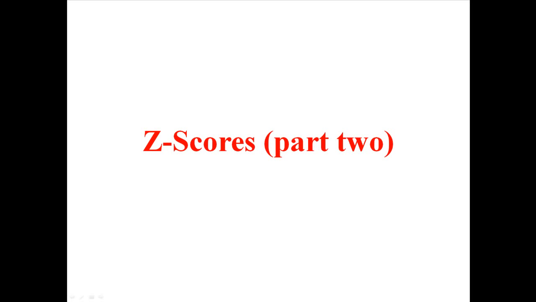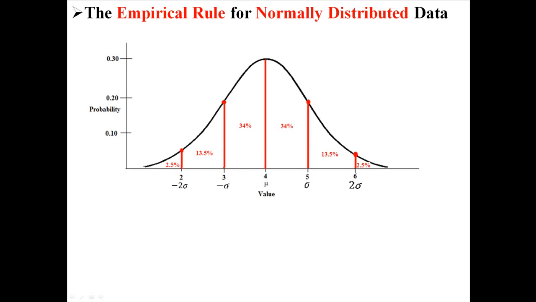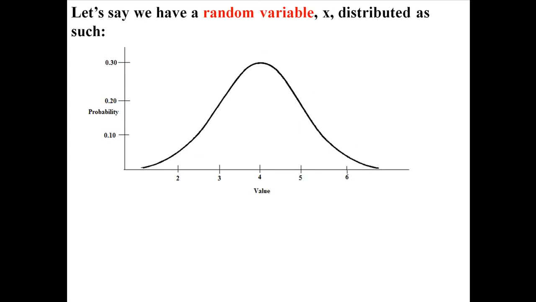This is the second lecture in a two-part series on z-scores. Now, in the past, I've talked about the empirical rule for normally distributed data. What the empirical rule tells us is basically what probabilities, what areas are associated with different parts of a normal curve, like 68% of scores within one standard deviation or 95% of scores within two standard deviations of the mean, something like that.